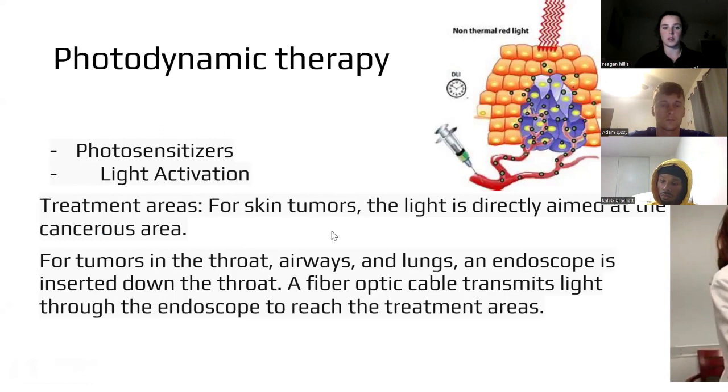And when the photosensitizer absorbs the light, this then will kill the cancerous cells. So for someone with a skin tumor, the light is just applied directly on the area, and then an endoscope would be used to treat places like the throat, airways, and lungs.